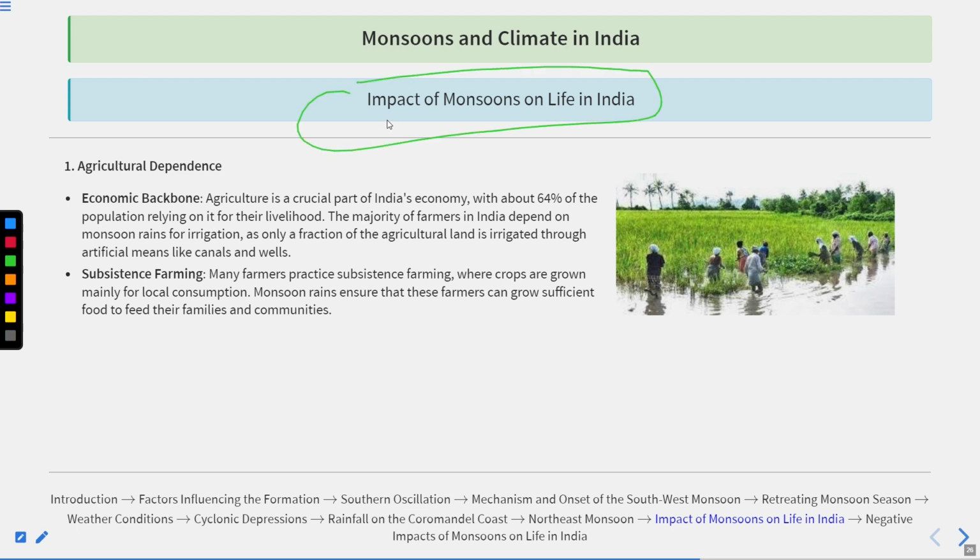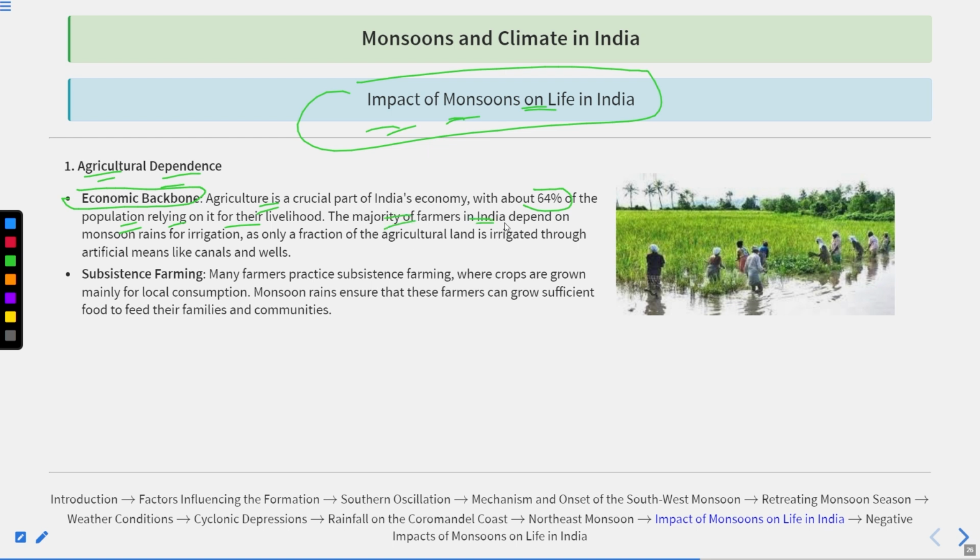Thereafter, we talk about the impact of monsoon on life in India, like the economic dependence, the economic backbone. Agriculture is a crucial part of the Indian economy. About 64% of the population still relies on agriculture for their livelihood.